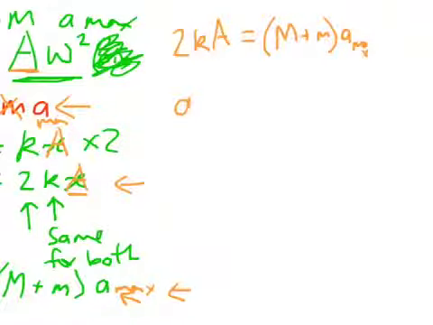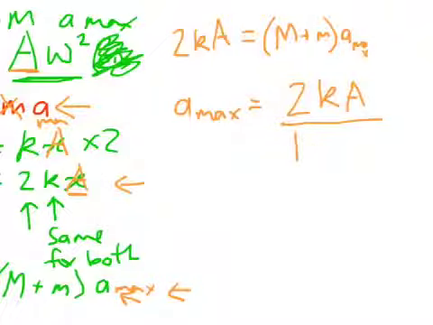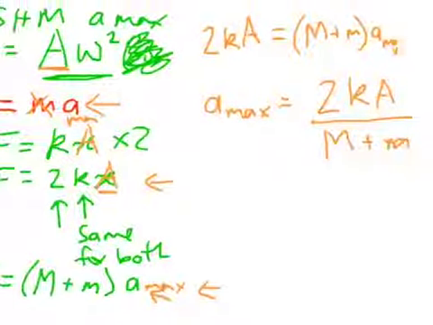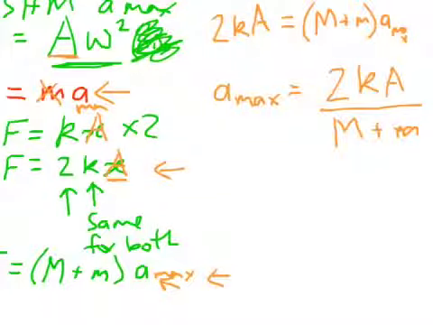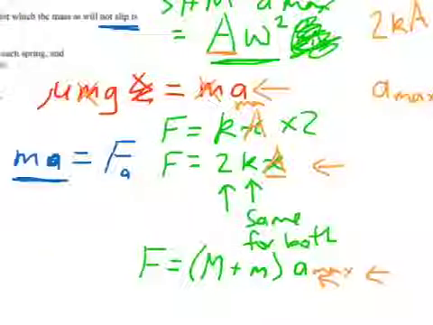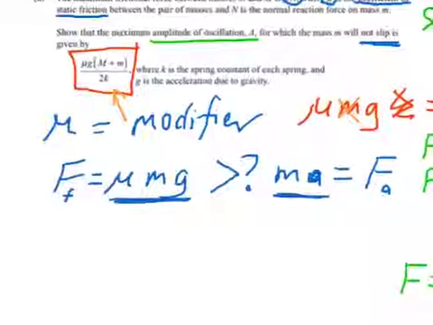So we have A max is going to be equal to 2 times the spring constant times the maximum amplitude divided by M plus m. Okay. So somewhere now we need to get rid of our capital A amplitude, because it doesn't appear in our equation over here.